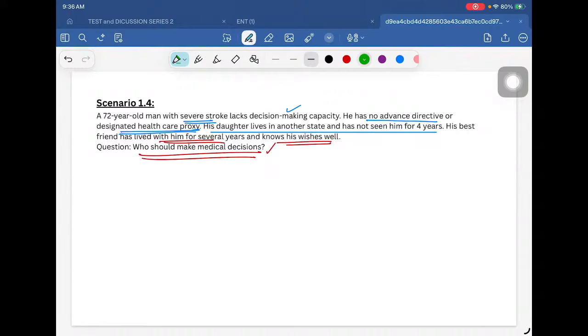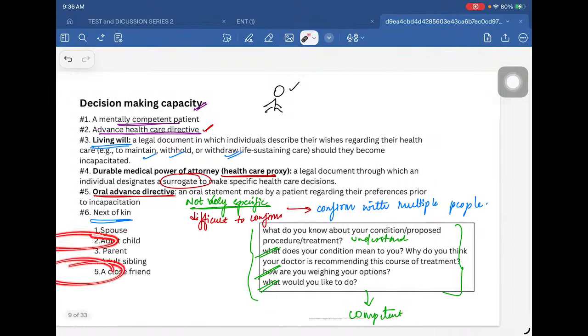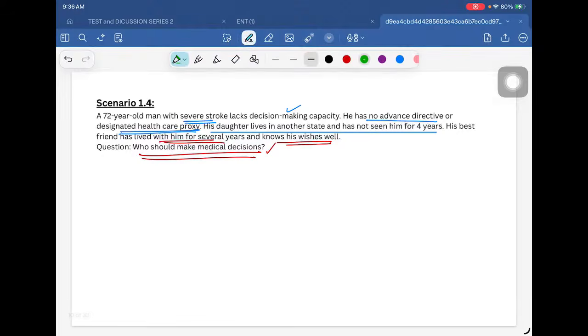Okay, so let's see how to answer this question. First of all, the patient is not mentally competent, so this is gone. No advanced healthcare directive, no living will, no healthcare proxy. Okay, none of this are there. Then comes the next of kin. In the next of kin, who comes first? So the patient is having a daughter, right? So that would come before a close friend. Okay, so to be honest, the person who will be surrogate for this patient would be the daughter. Okay, this is the legal surrogate of kin.